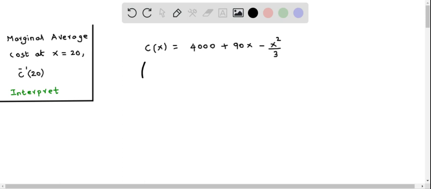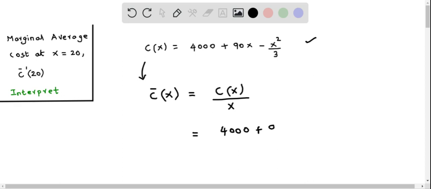So first, let's see how to determine the average cost. The average cost is represented by C bar of x, and this is nothing but the cost function divided by the number of items. That is, x represents the number of lawnmowers. So C of x over x gives the average cost. First, let's determine this. I'm going to replace C of x by this function. So it becomes 4000 plus 90x minus x squared divided by 3, and this has to be divided by x.